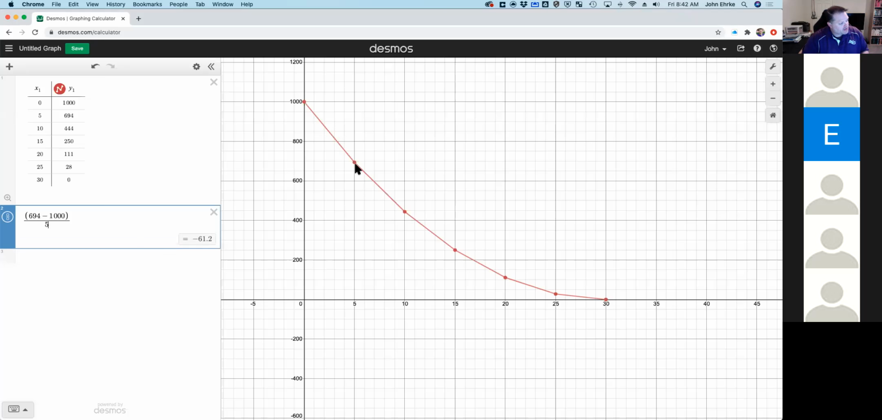Now, if I want to compare that with the next interval, well, the next interval is the difference between 444 minus 694, and the times there are 10 minus 5. And you see that that one is negative 50. So we've got negative 61 for the slope here, and then the next two data points are negative 50. So it's a faster drain over the first 5 minutes than it is over any of the subsequent intervals.